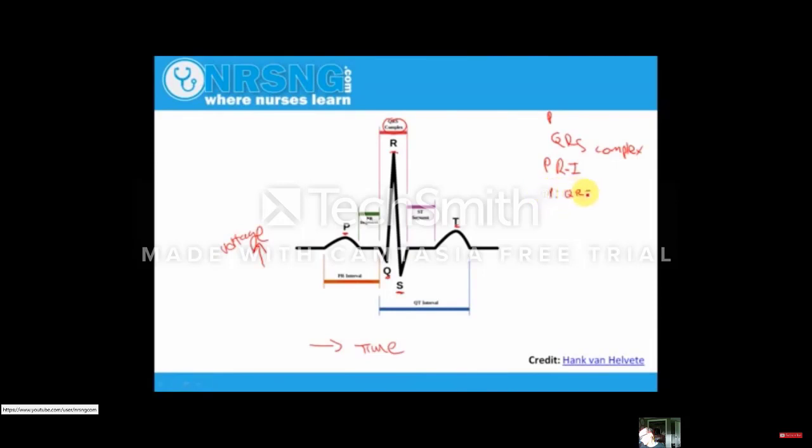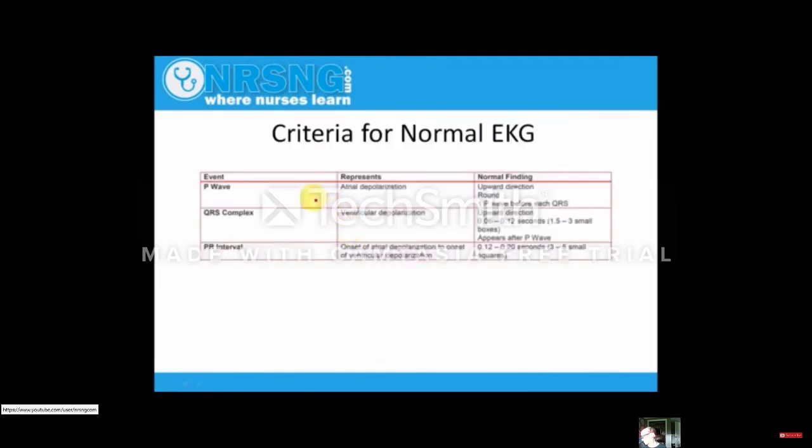So P wave, what is a P wave? Our P wave is going to represent atrial depolarization. Your P wave should be upright, it should be round, and there should be one P wave before each QRS. Our QRS complex, so we have our P wave, atrial depolarization, then the QRS complex, that's going to represent ventricular depolarization.